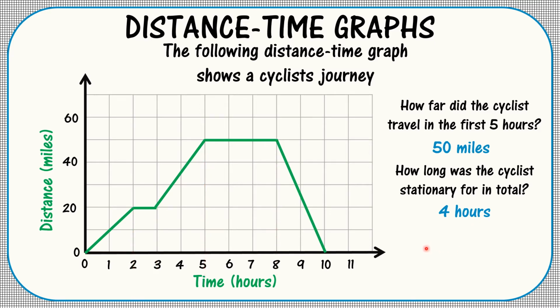The final question: how far did the cyclist travel in total? As you can see, he traveled up until this point, which is 50 miles. And then the cyclist returned back to his starting position, which is an extra 50 miles. So altogether, he traveled 100 miles.